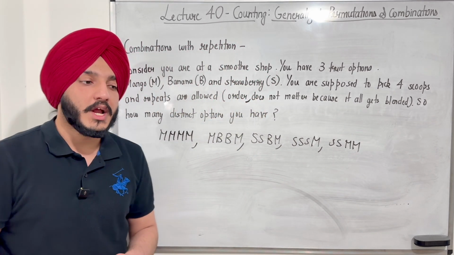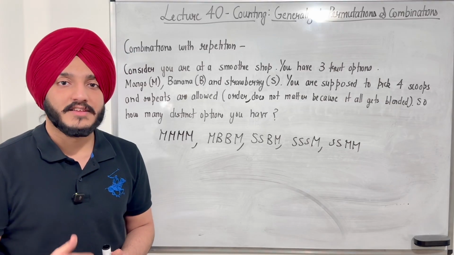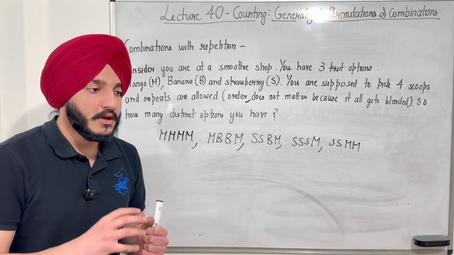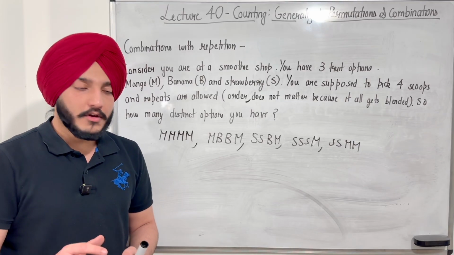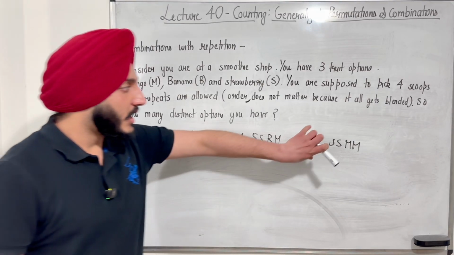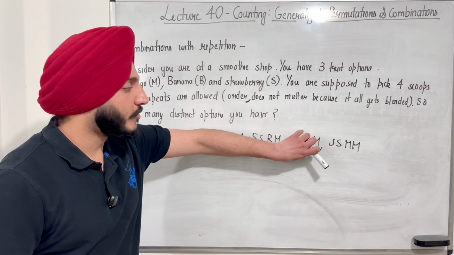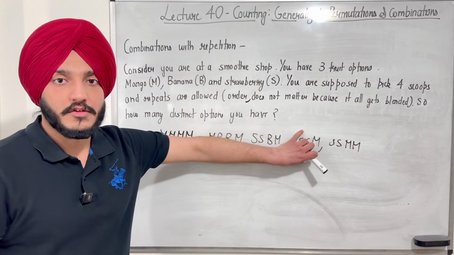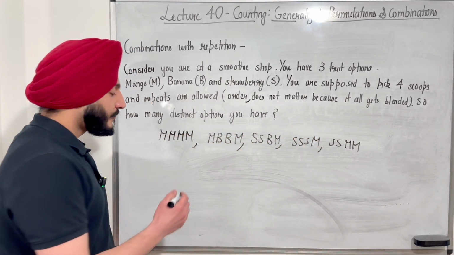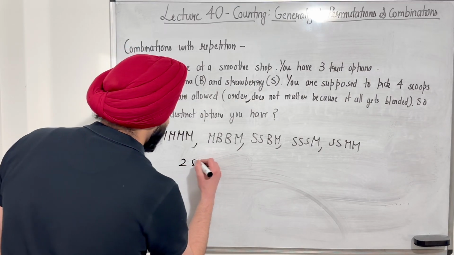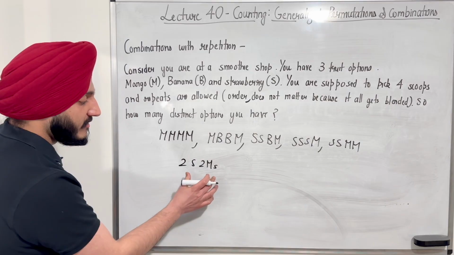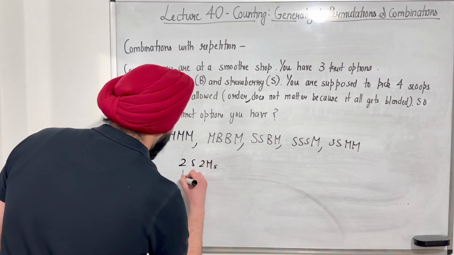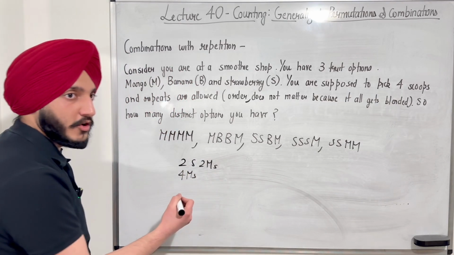I want you guys to think about this. What really matters in this question? How do we actually make sure something is distinct or not? The answer is the count of the different fruits we are choosing. That's what matters in this question. So my idea is 2 strawberries, 2 mangoes. That's what matters. This is a distinct option. 4 mangoes is a distinct option we can choose.